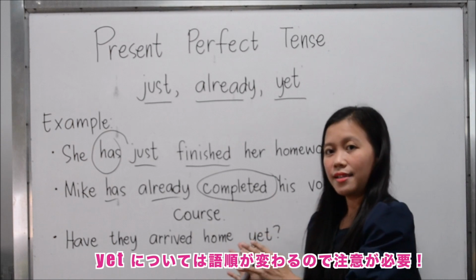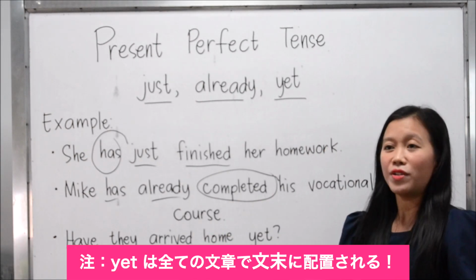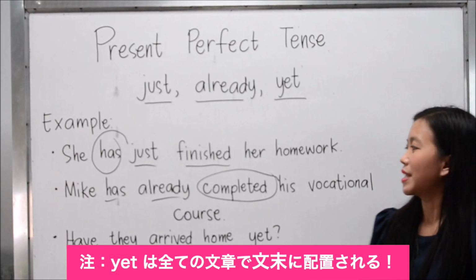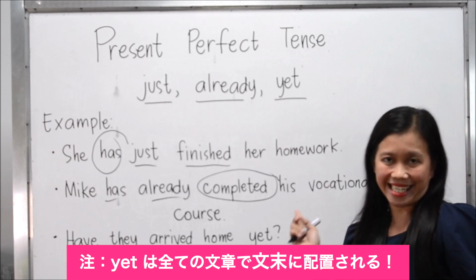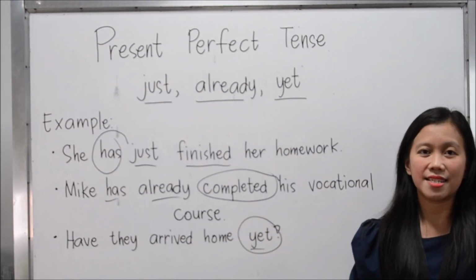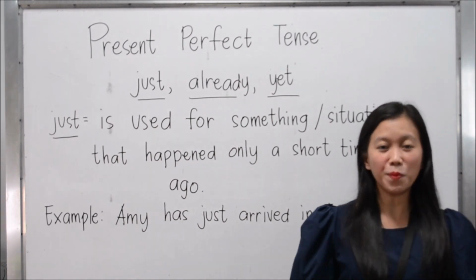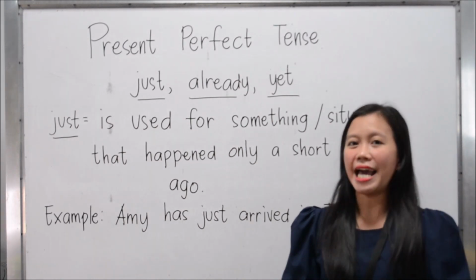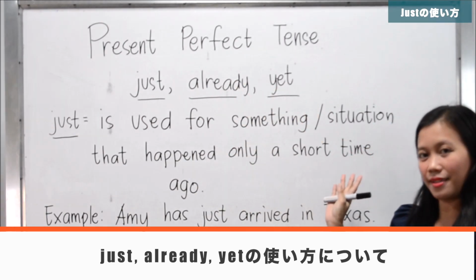But guys, be very careful because the word yet is quite different. When we say yet, the word yet comes at the end of a sentence or a question. So in here you can see, have they arrived home yet? That's at the end of a question. Let's proceed to the most important part of this lecture, where I will teach you how to use just, already, and yet.